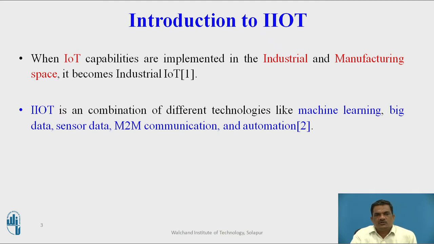In the last videos, we have discussed basic IoT and its capabilities. When basic IoT capabilities are implemented in the industrial and manufacturing space, then basic IoT becomes industrial IoT. Industrial IoT is a combination of different technologies like machine learning, big data, sensor data, M2M communication, and automation. If we put all of these together, then we think of industrial IoT.